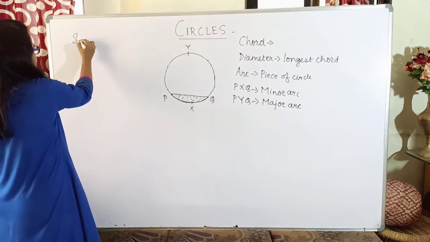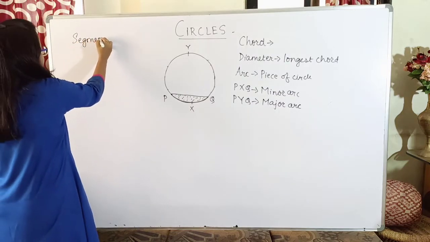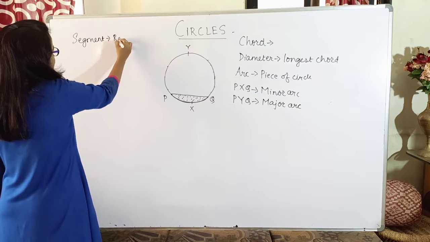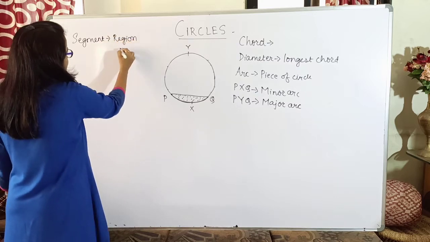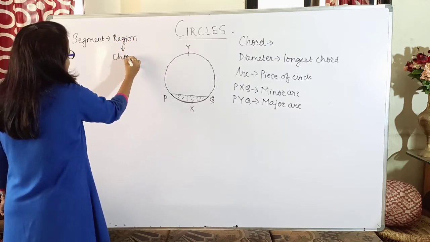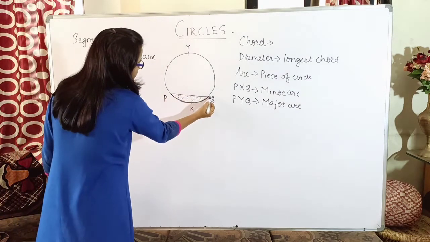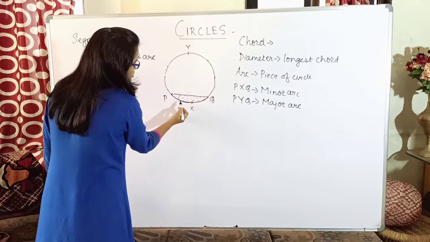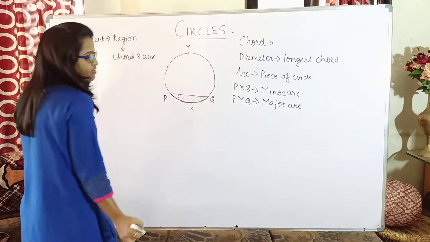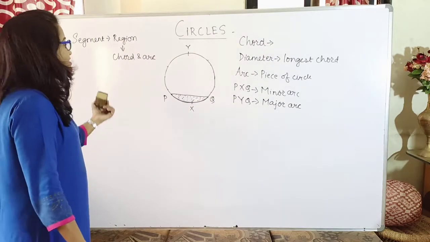Okay, so segment, it is a region between chord and arc. So as you can see, PQ is a chord and PXQ is an arc. So whatever is the area covered between that part is called as segment.